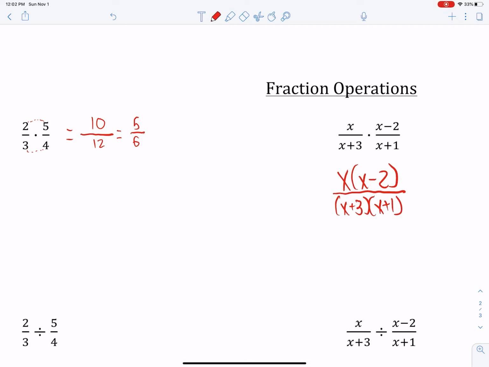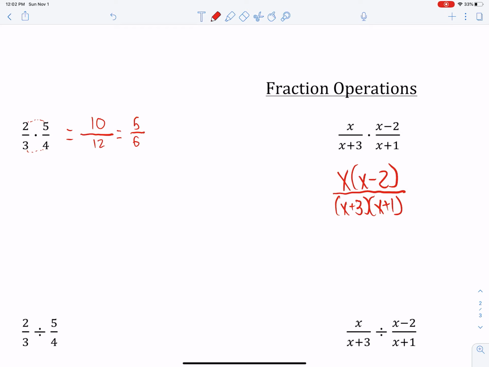Now in this case, as we've seen from earlier on in this section, it's actually better to leave it factored like this. When it's factored, you can see whether or not it can be reduced. Here we can see that it can't be reduced. There's nothing we can factor out of the top and the bottom, so that would be it. That would be your answer.